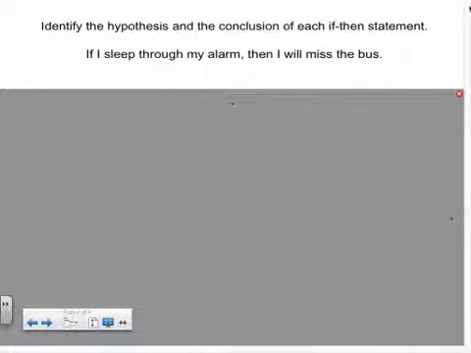Let's see if you can pick out the hypothesis and conclusion for each of these statements. In our first example, if I sleep through my alarm, then I will miss the bus. Our hypothesis starts with if, so that would be "I sleep through my alarm." The conclusion is what's left after then: "I will miss the bus."